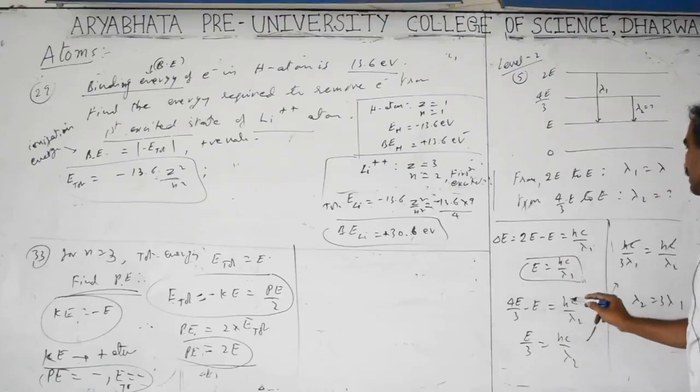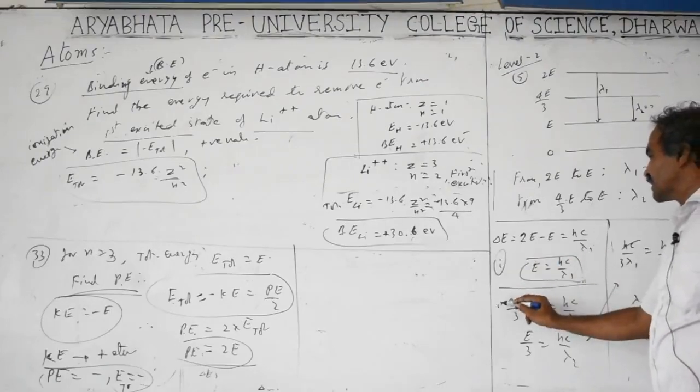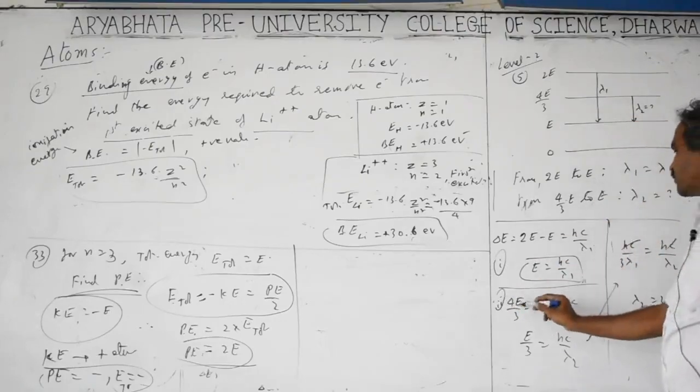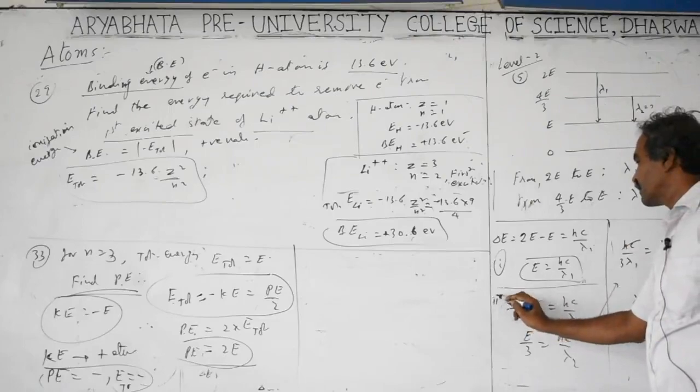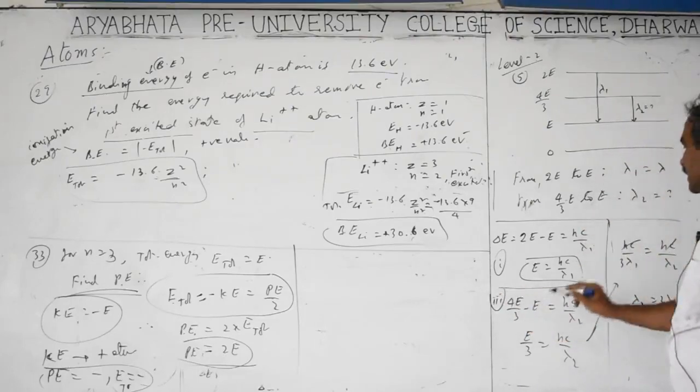So this is the first case. Second case is 4E by 3 to E, the transition is there. 4E by 3 minus E is the energy delta E.